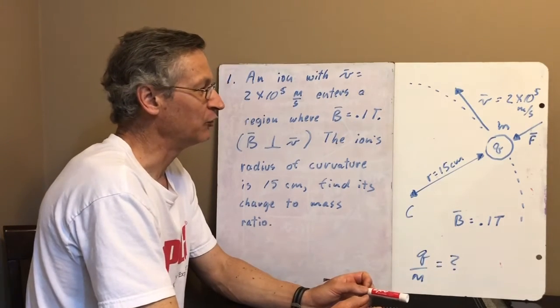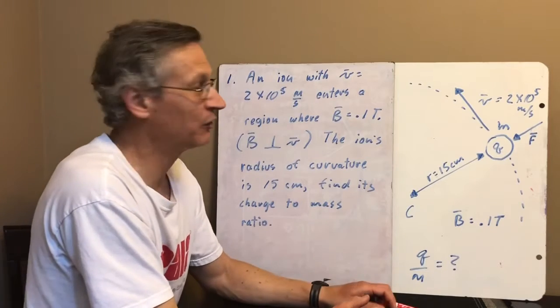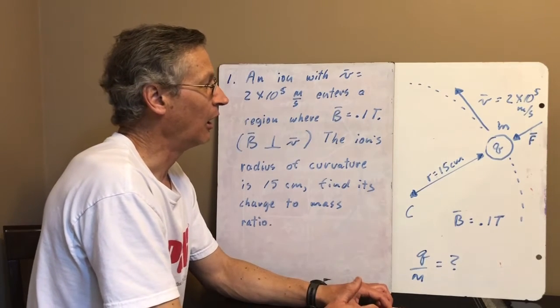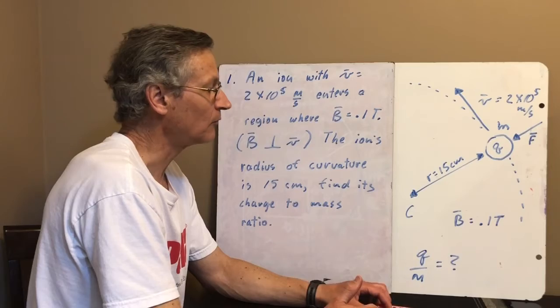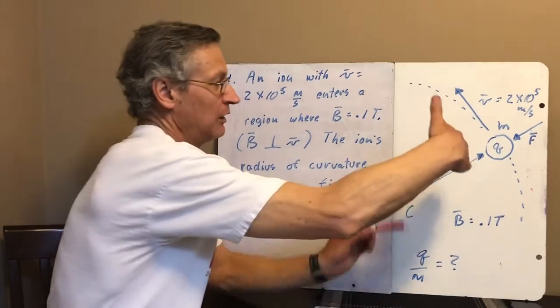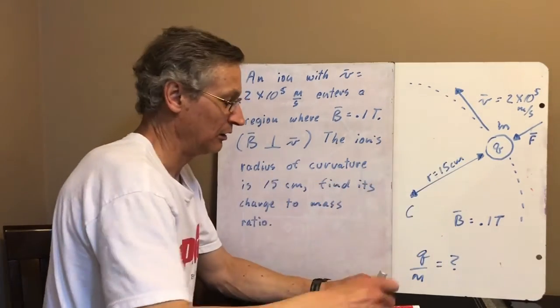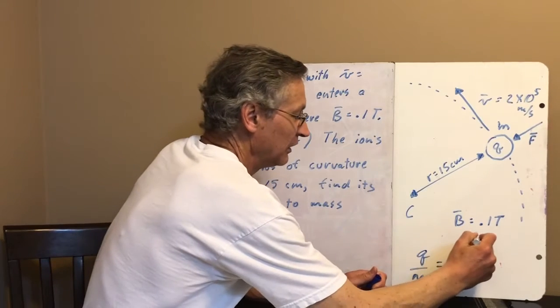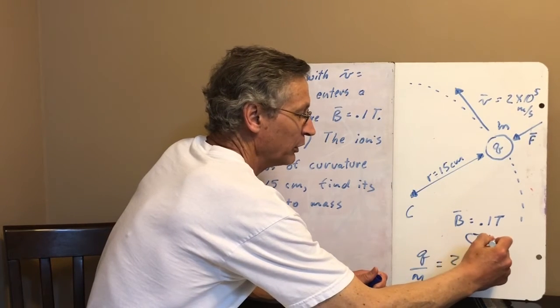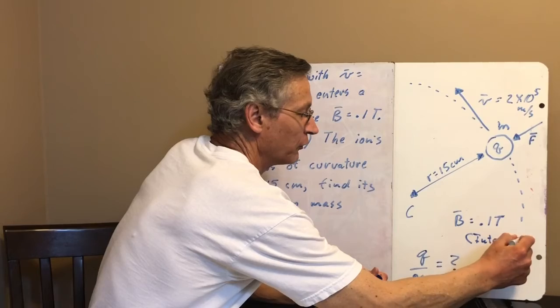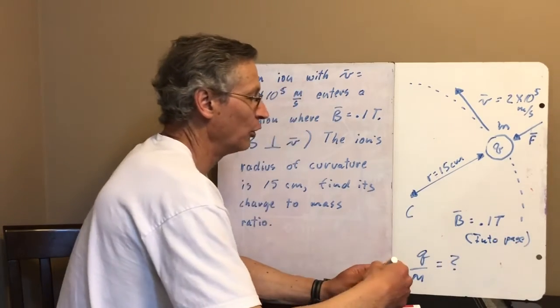And if you apply the right-hand rule the way I have this drawn out, you can see that the magnetic field is actually into the page, but really that's neither here nor there with regards to this question. You don't really have to know that.